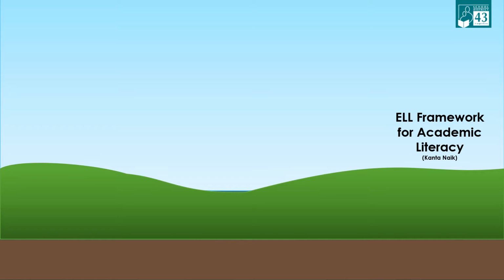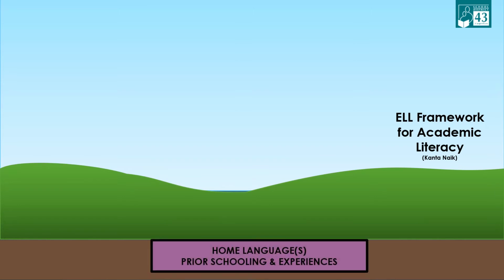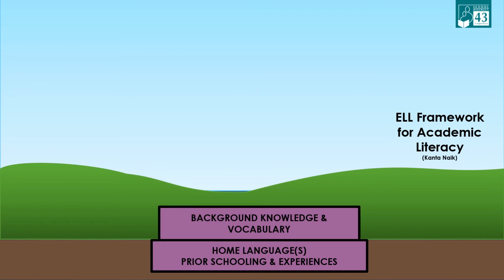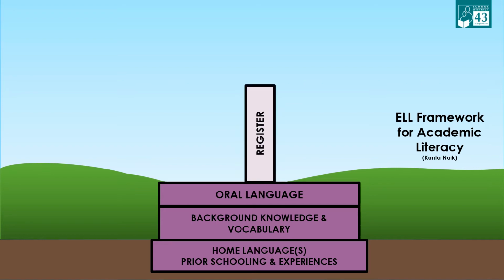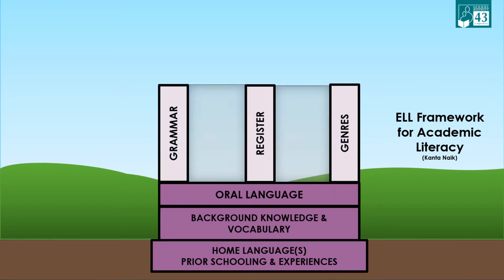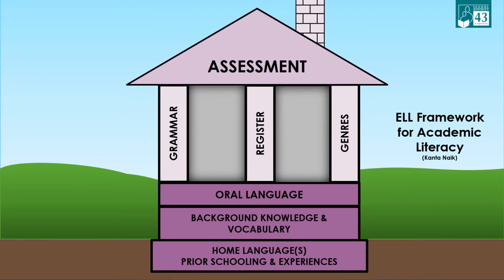But where does persuasive text fit in on our academic framework for literacy? Let's take a look at our shelter graphic to find out. We always begin with getting to know our students' home language, prior schooling, and experiences. We build on that with background knowledge and vocabulary. And don't forget the foundational piece of oral language, super important for all our students. Our three pillars are register, grammar, and genre. And finally, assessment is the roof, but really assessment occurs throughout.